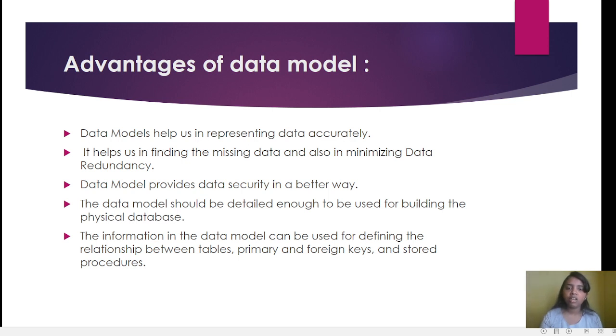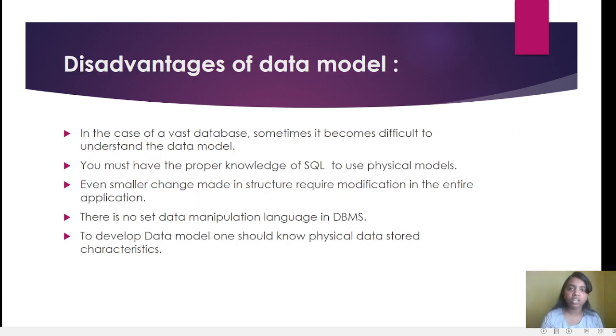With the help of the relational data model, we build the physical data model. The information in the data model can be used for defining the relationship between tables, primary and foreign keys, and stored procedures. Let me look over the disadvantages of the data model.